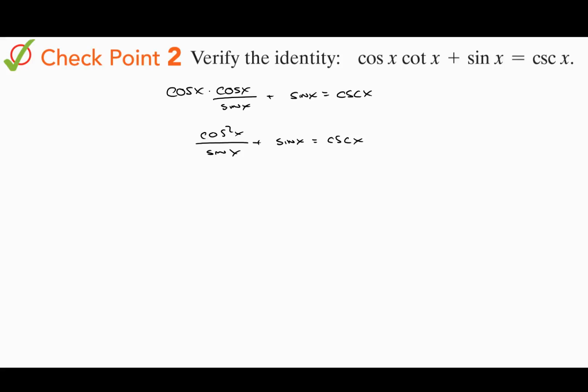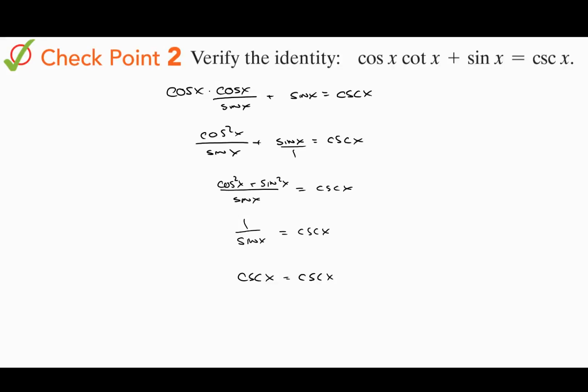Again, what do I see? I see two terms. So I'm going to combine these into one term with a common denominator. That change stays the same. This one, I have to multiply the top and the bottom, so that changed to sine squared. Cosine squared plus sine squared is 1. And 1 over the sine is the cosecant.